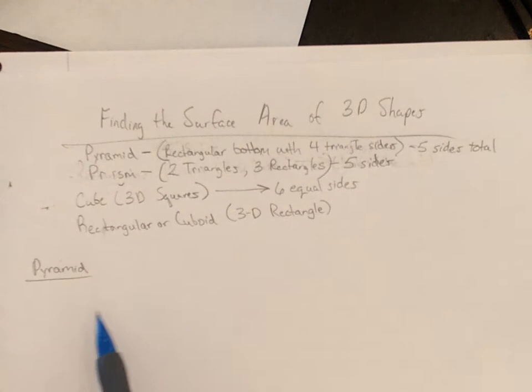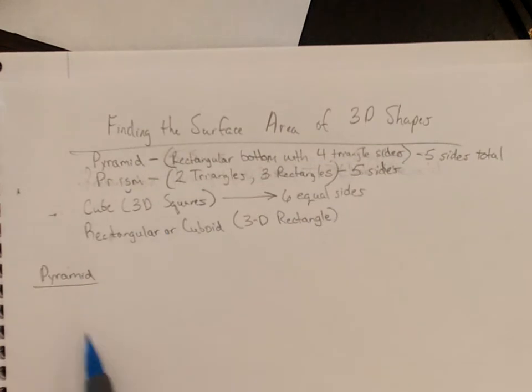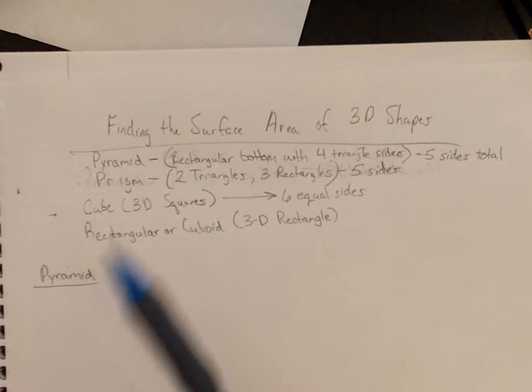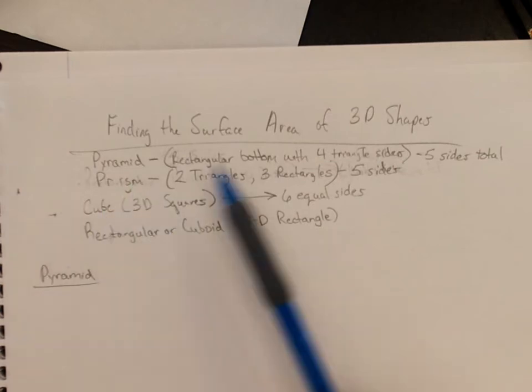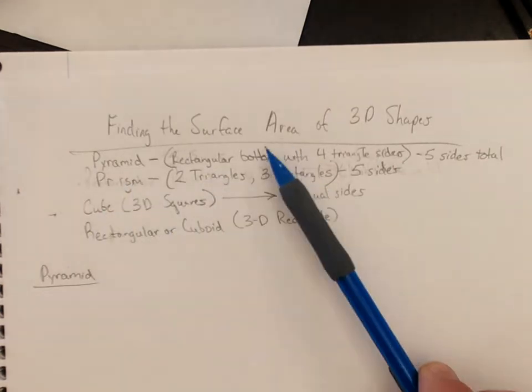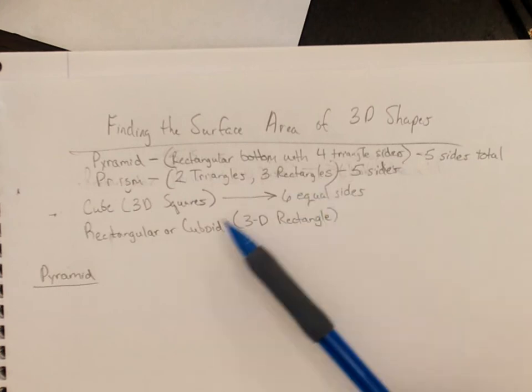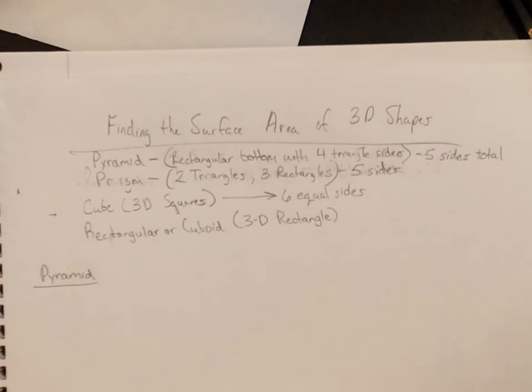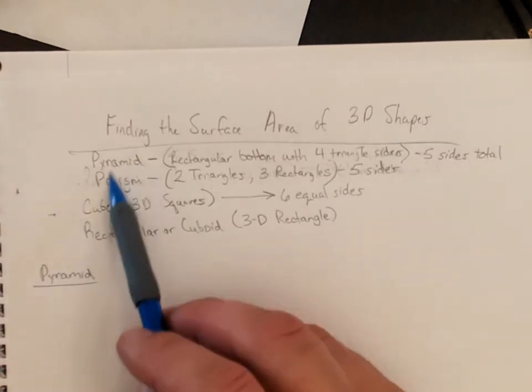I jotted down a few names of shapes that I wanted to go over today, and some ways that you could recognize them. I guess it doesn't necessarily matter right now whether or not you can name them all, or memorize all these sides and things like that. I just wanted to show you something, actually, which is the pyramid and the prism.